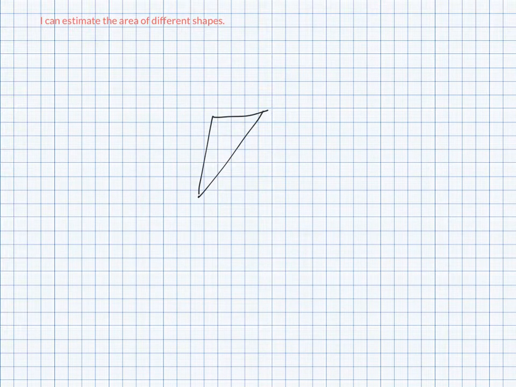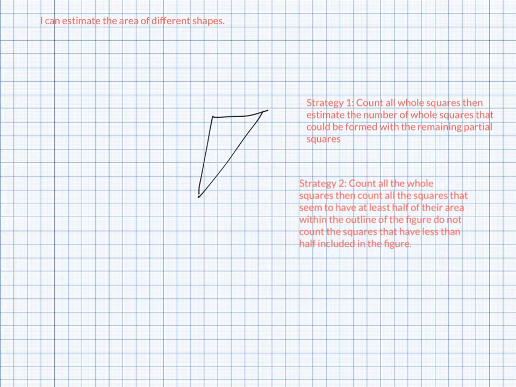In today's lesson, we are talking about estimating the area of different shapes. We're using graph paper to estimate how many square units each shape contains. There are two different strategies to estimating the area of a figure. The first strategy is to count all the whole squares, then estimate the number of whole squares that could be formed with the remaining partial squares.